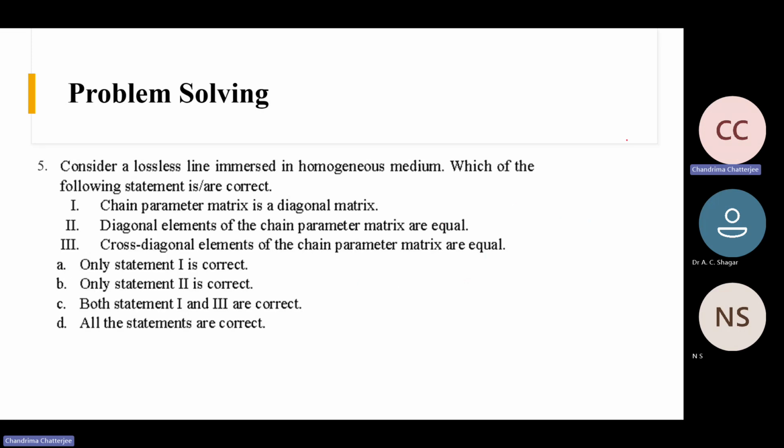Let's see the next question. Consider a lossless line immersed in homogeneous medium. Which of the following statement is or are correct? Chain parameter matrix is a diagonal matrix. Diagonal elements of the chain parameter matrix are equal. Cross diagonal elements of the chain parameter matrix are equal. The chain parameter matrix is phi. So this is a matrix.